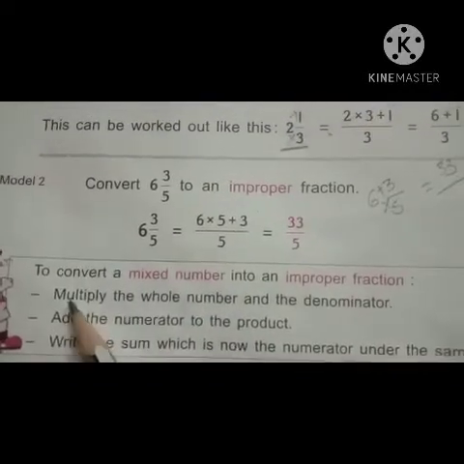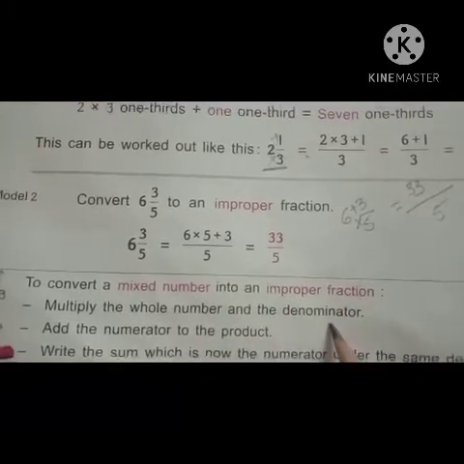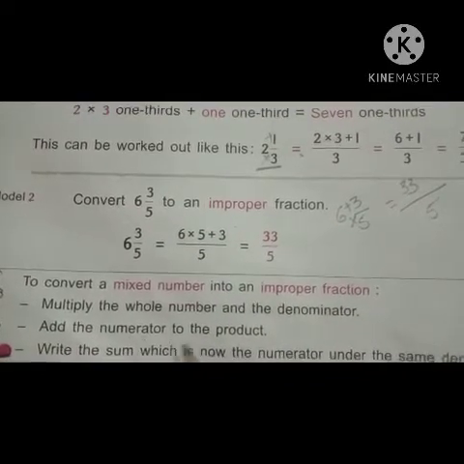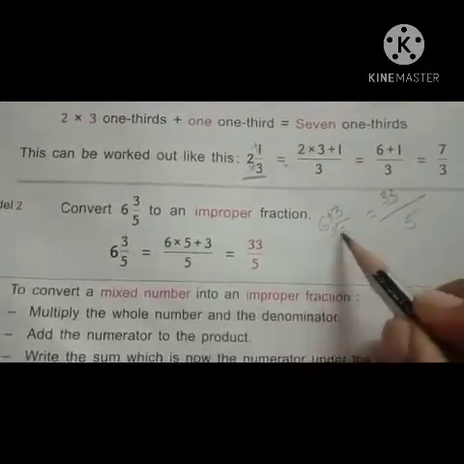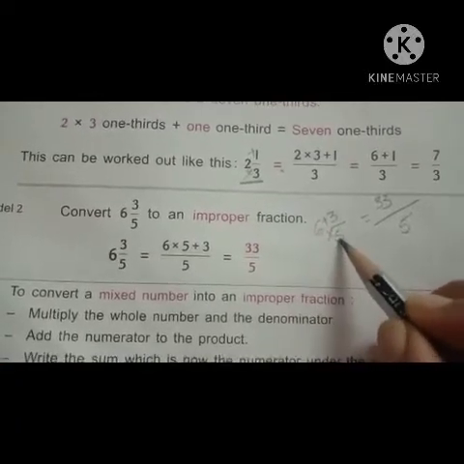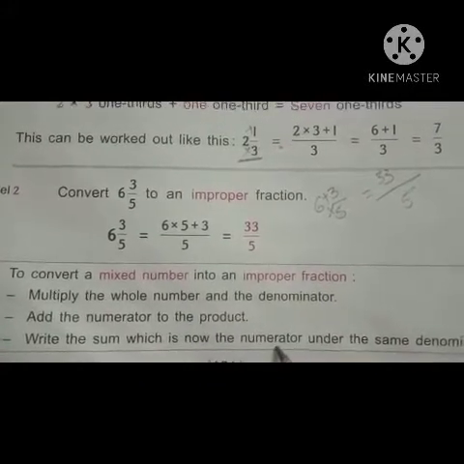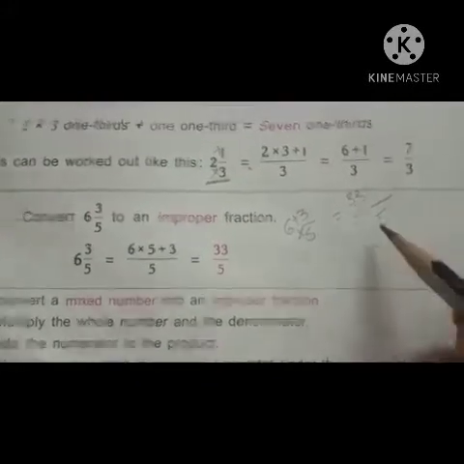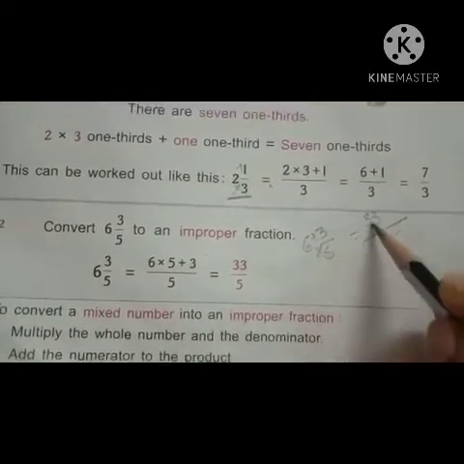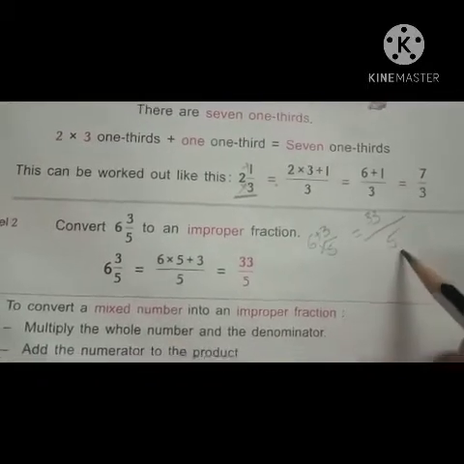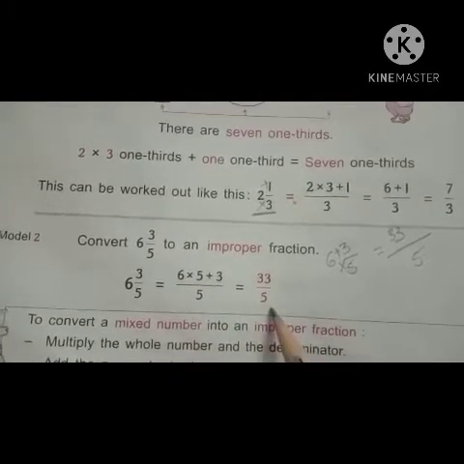Once again I am repeating. See, children, multiply the whole number and the denominator. Add the numerator to the product. Product means here we have to multiply, no? One answer will come, no? That is the product. Write the sum, which is now the numerator, under the same denominator. The denominator is the same. Here we have to add the product to the numerator. That is 33. 33 by 5. See here: 6 into 5 plus 3 by 5 is equal to 33 by 5.